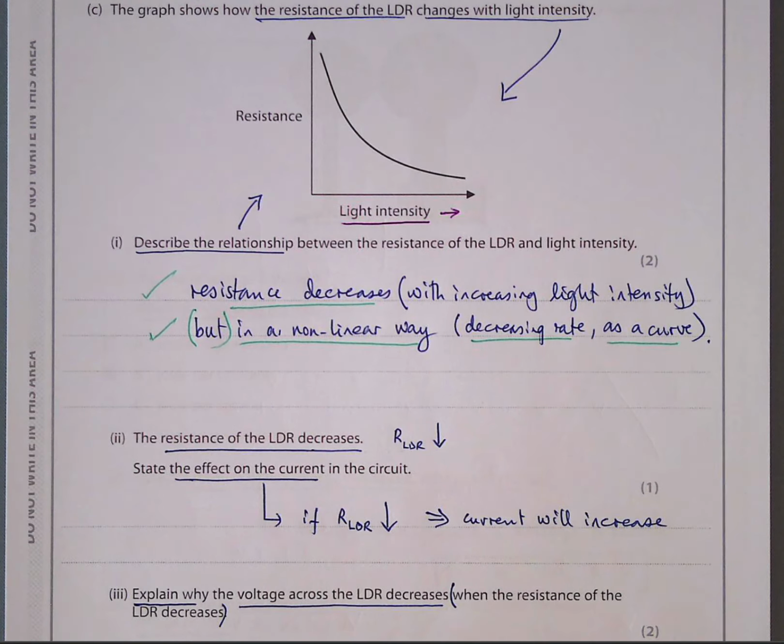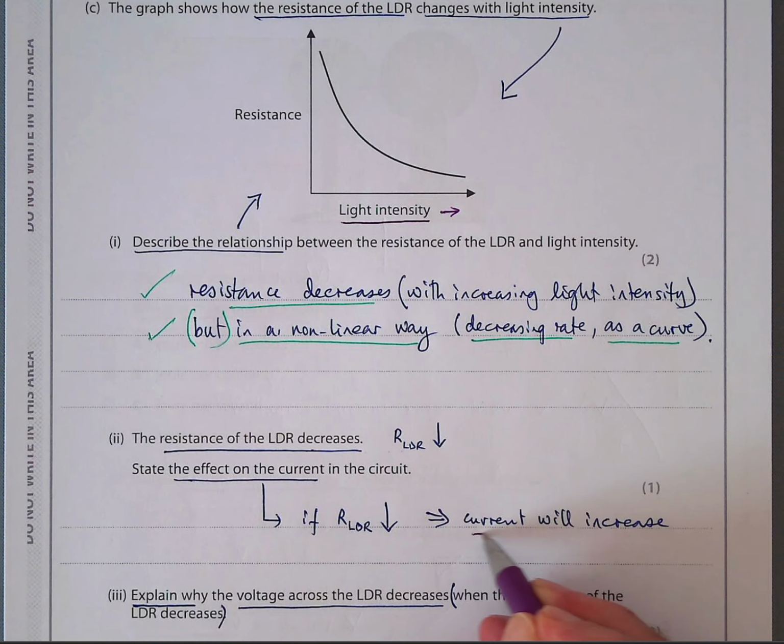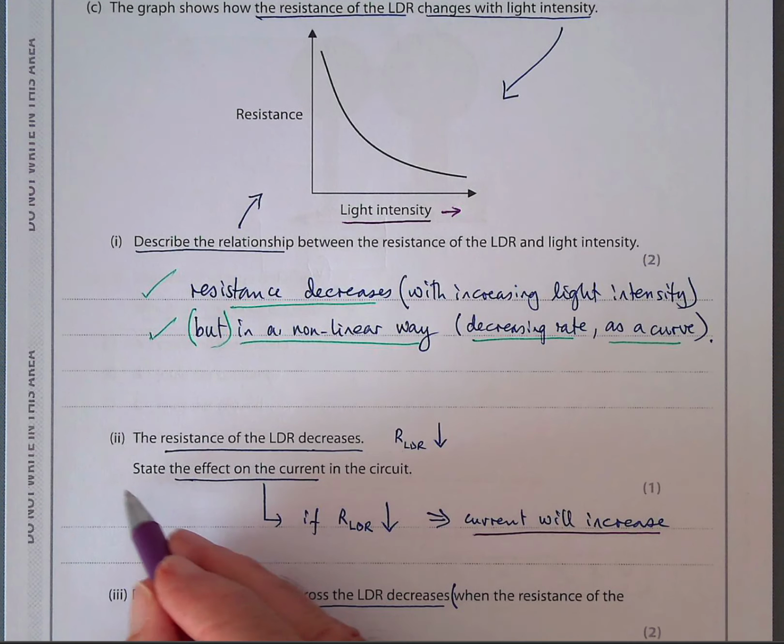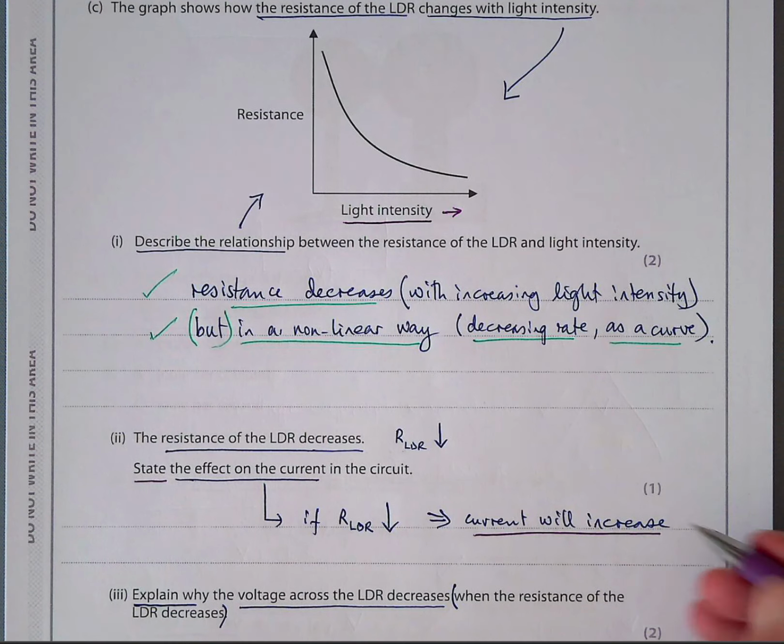Okay? So you need to put it like this. The current will increase. That's all they're looking for. Just because it says state means you don't have to explain it. So that's where you get your 1 mark from. It then says explain why the voltage across the LDR actually decreases.